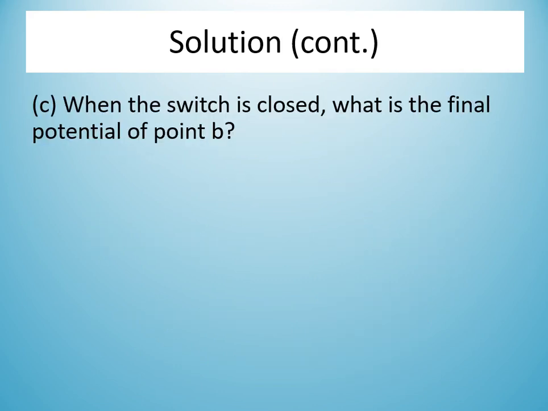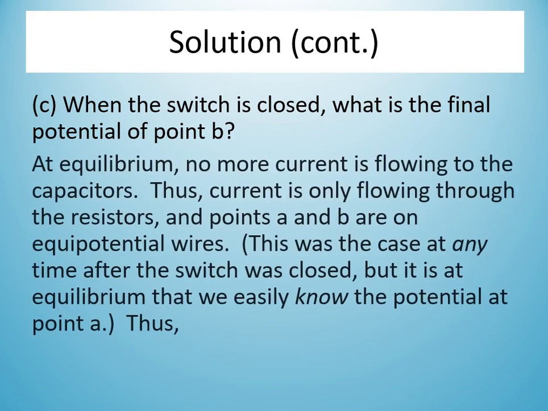So now it's time to move on to part C. When the switch is closed, what's the final potential at point B? That's actually the easiest part, because when the switch is closed, if you go back to that switch on the previous slide, you realize that that's a wire connecting points A and B. A wire is a conductor. A conductor is an equipotential surface. Well, we know what the potential is at point A because of Kirchhoff's loop rule.